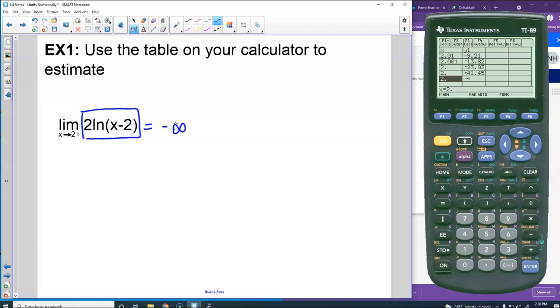So the thing is when I look at my table, it just says undefined. And when I go to the graph, it doesn't even have the same issue. It doesn't approach to it. If you type in like 2.5, is it giving you undefined?